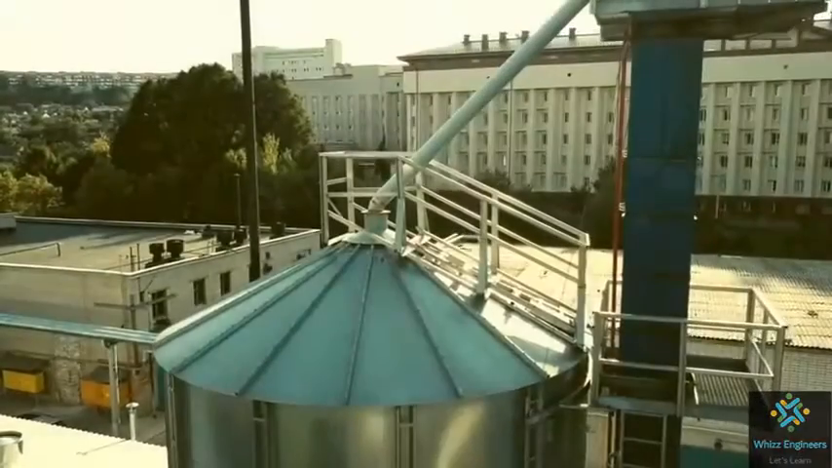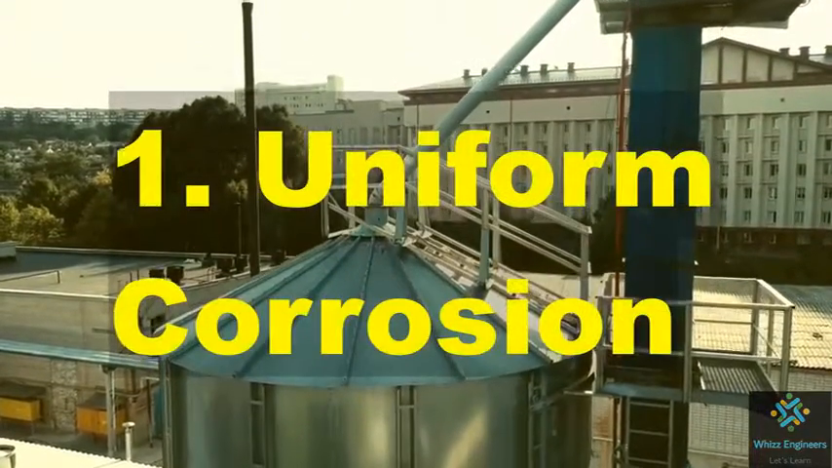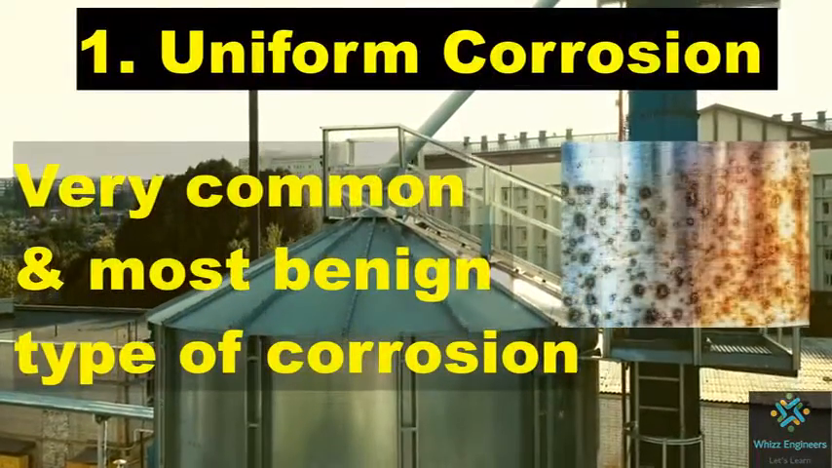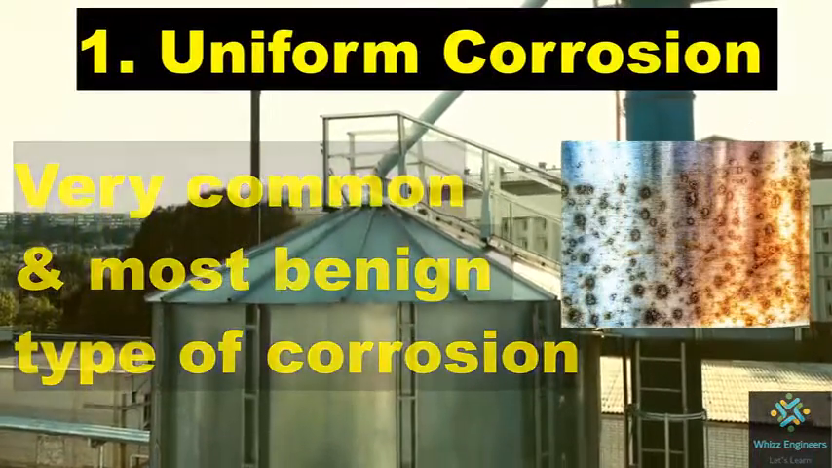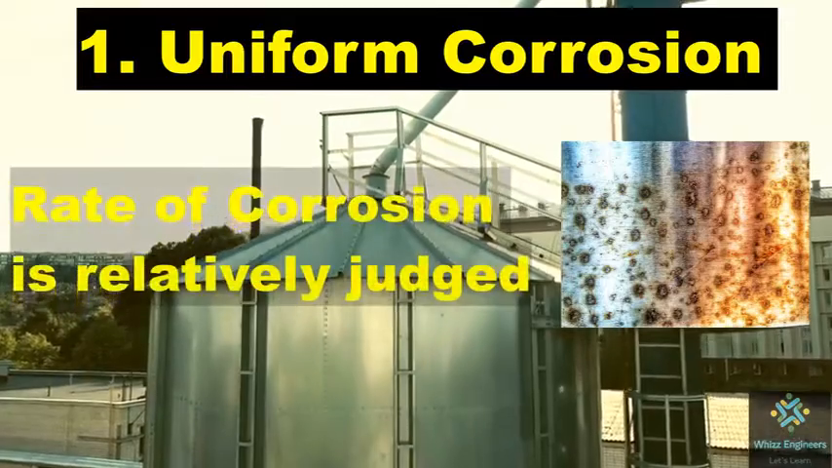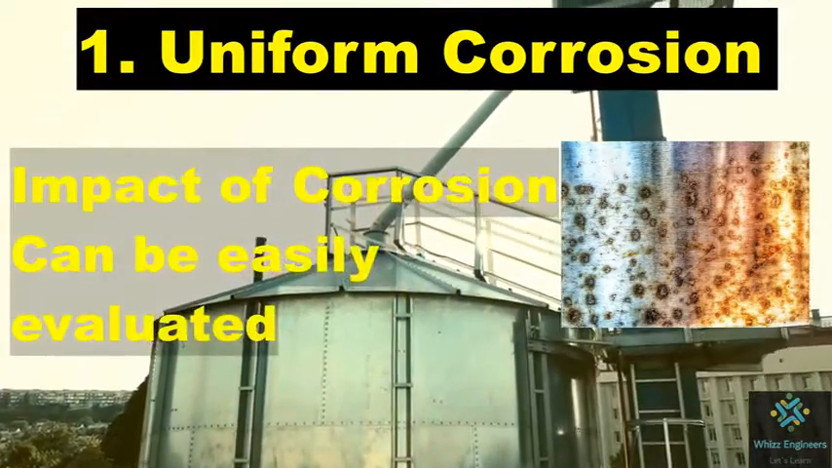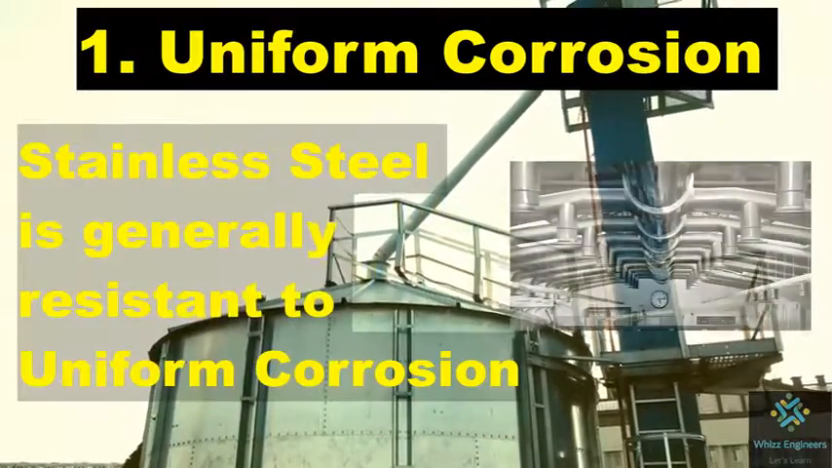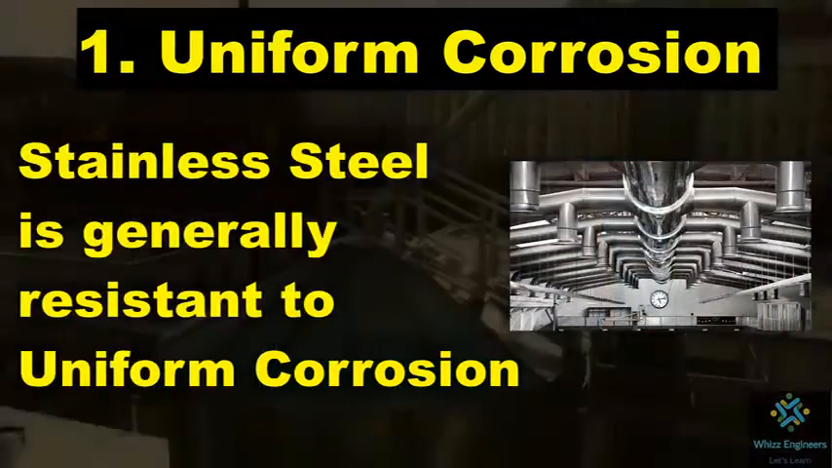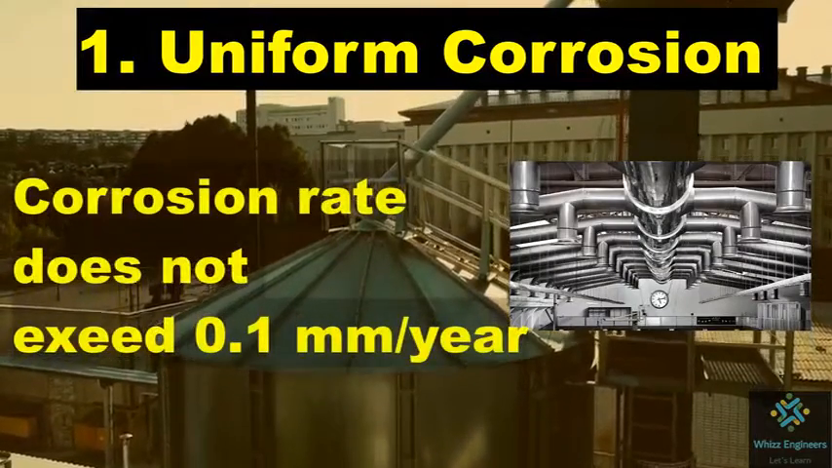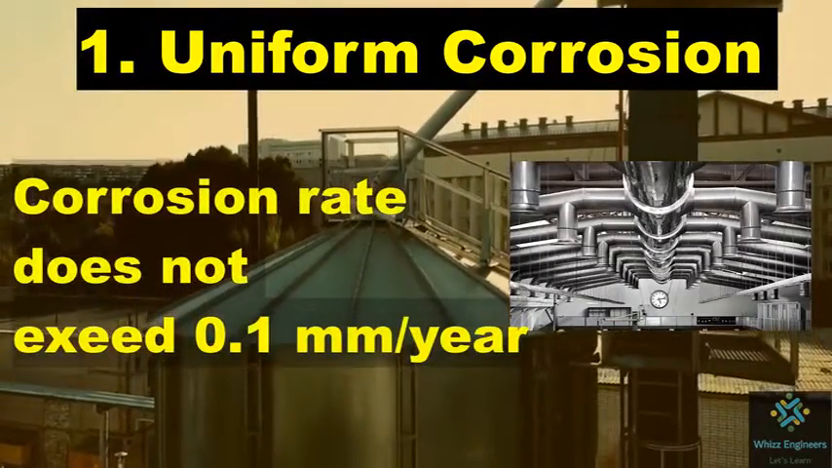The first type of corrosion that can occur in stainless steel is uniform corrosion. This is a very common form of corrosion. It is the most benign type of corrosion, as the rate of corrosion is relatively predictable and the impact of corrosion can be easily evaluated. Stainless steel is generally resistant to uniform corrosion in a specific environment if the corrosion rate does not exceed 0.1 mm per year.